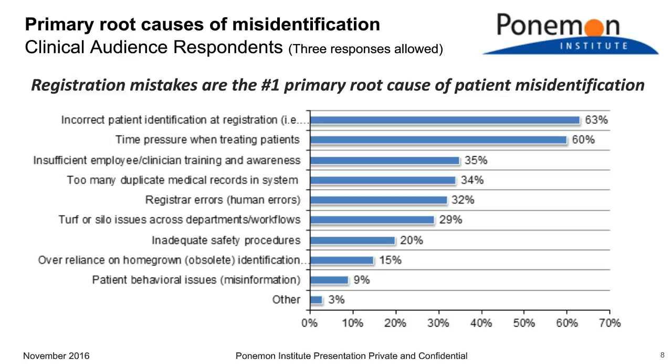This is the clinical audience of the respondents, who are clinicians, like my friend Christopher. Registration mistakes are the number one primary root cause of patient misidentification, according to our study. And what are the root causes? To start off with: incorrect patient identification at registration, time pressure when treating patients, insufficient employee/clinician training and awareness, too many duplicate medical records in the system, registrar errors or human error, turf or silo issues across departments and workflows, inadequate safety procedures, over-reliance on homegrown and maybe obsolete identification tools, and patient behavioral issues, in other words, misinformation on the part of the patient, and then other. So you notice the big three: incorrect patient identification at registration, time pressure that we find ourselves under, and insufficient employee/clinician training and awareness.